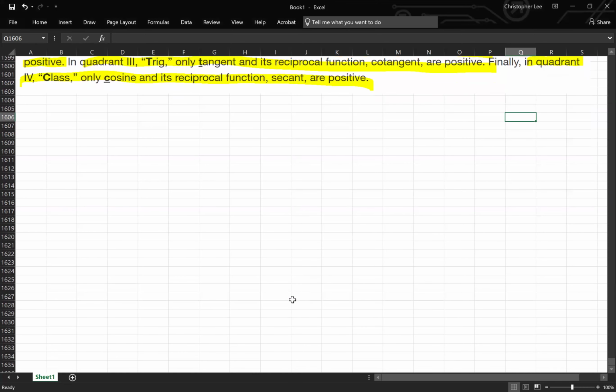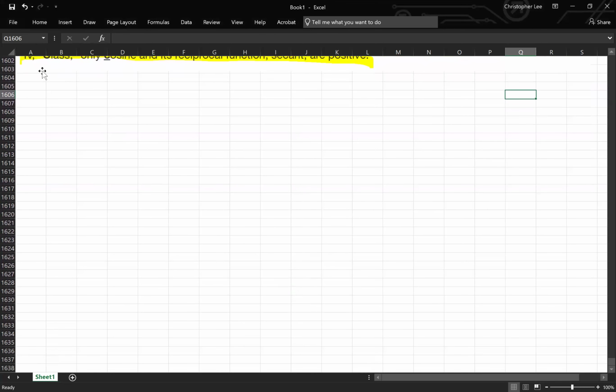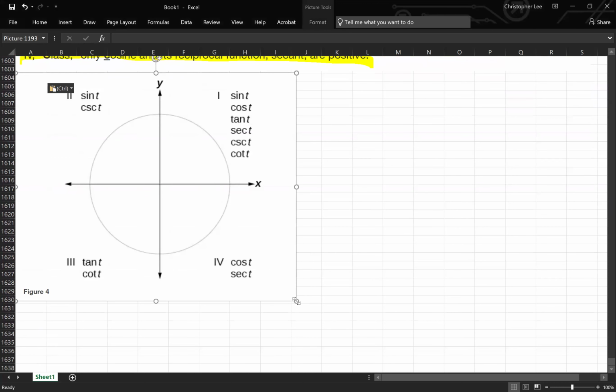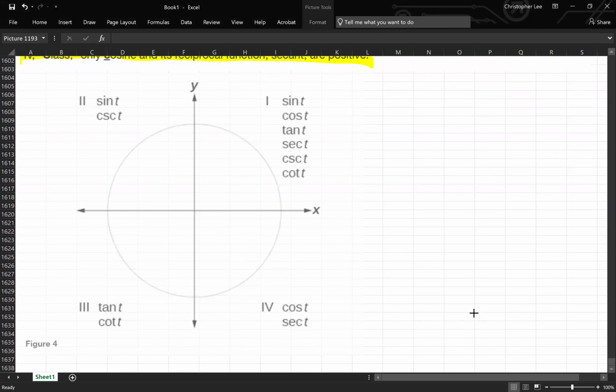I know some of y'all just looked at all the words and were like, I don't understand. Here you go right here. This is what I just said in the words. First quadrant, all of them. Second quadrant, sine. Third quadrant, tan. Fourth quadrant, cosine.